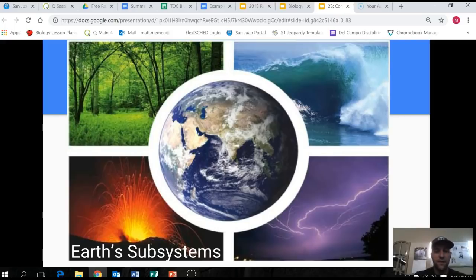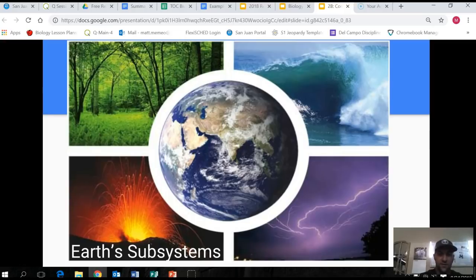Those subsystems, again, just to go over them. So this is a nice little picture, kind of gives you the breakdown of the 4. Maybe you can guess before I go over them what those subsystems are just by looking at the pictures. So, the biosphere up in the top left-hand corner. So all life on Earth. In the top right-hand corner, you're looking at water. So hydrosphere. If you look at the bottom left-hand corner, we see a volcano erupting. That's going to happen within the geosphere.